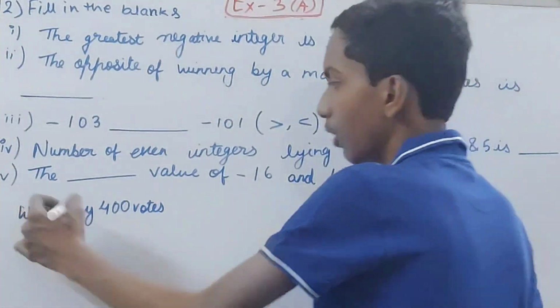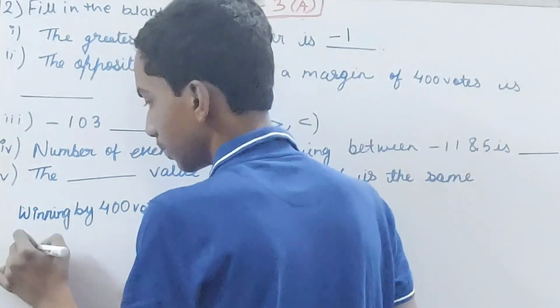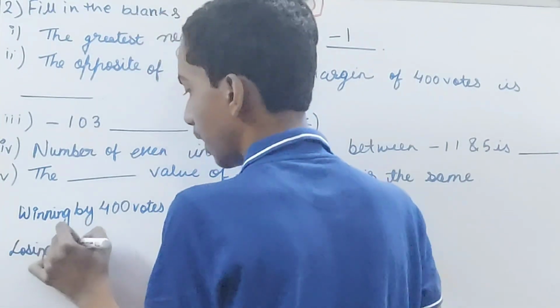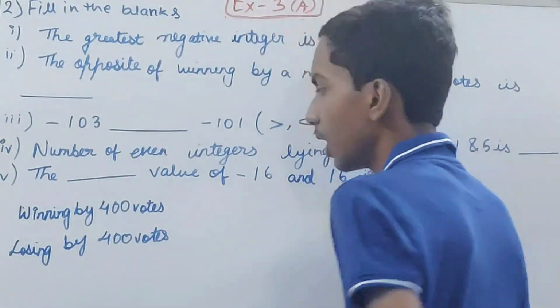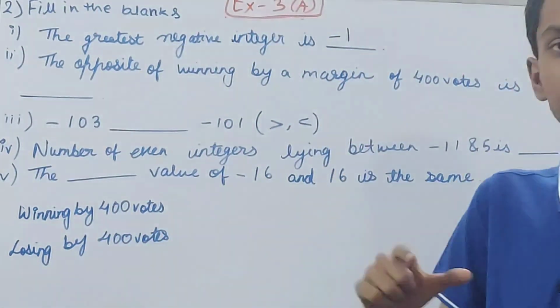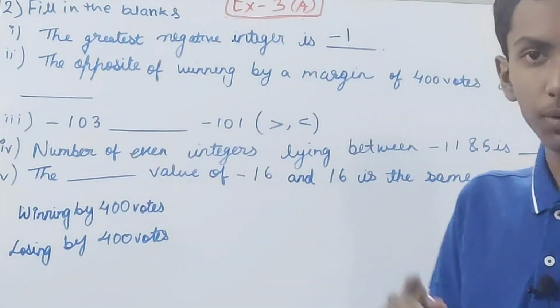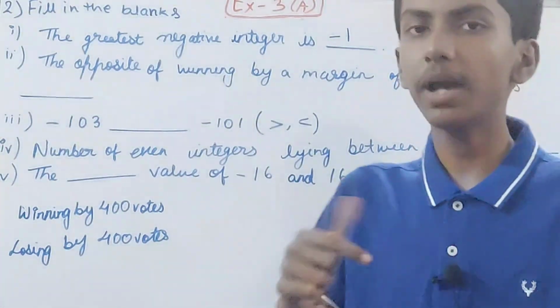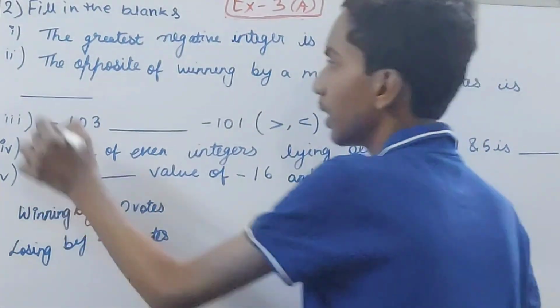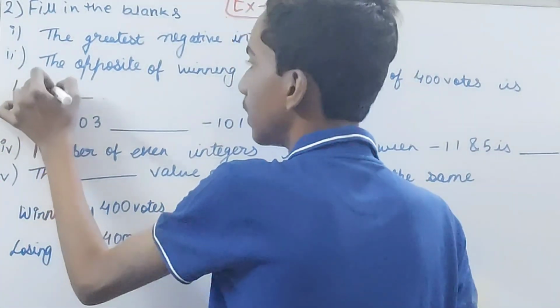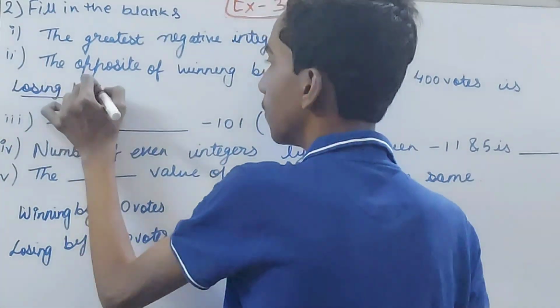First of all, opposite of winning is losing by 400 votes. That will be the opposite, right? Because winning by 400 votes means plus 400. Okay, opposite of plus 400 is minus 400, which actually means losing by 400 votes. So you can write that down here, losing by 400 votes.